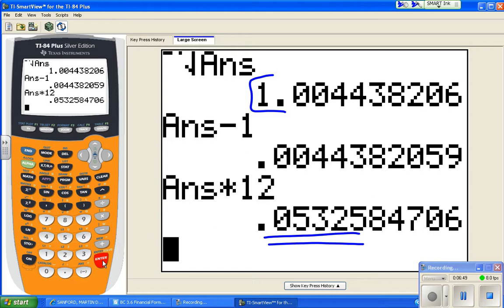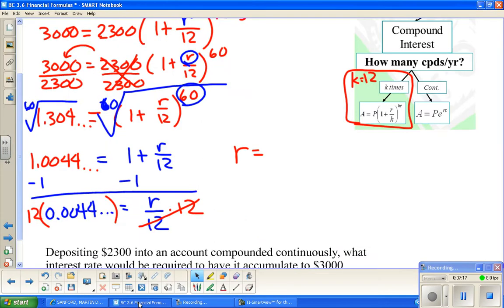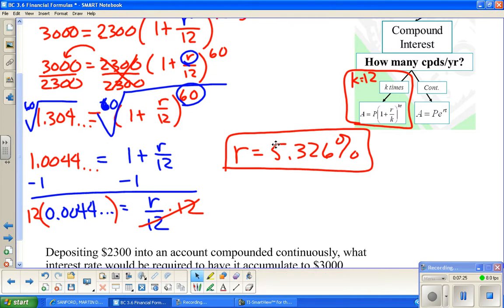So I'm going to call this, now remember, my goal was to find a rate. Okay, so this is r. Well, I'm going to say r is, move the decimal over 2 places to make it a percent, 5 point. Now I'm going to want 3 decimal places in the percents. So I'm going to say 5.326%, because the digit after the 5 is more than 5. So 5.326%. Okay, so again, r equals 5.326%.